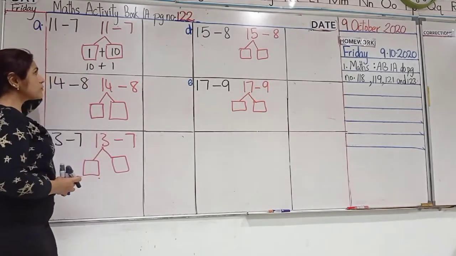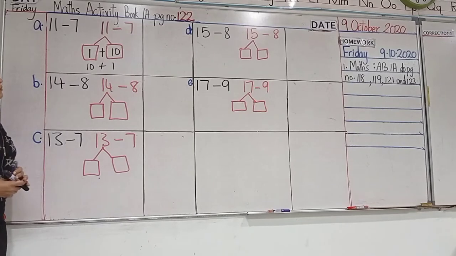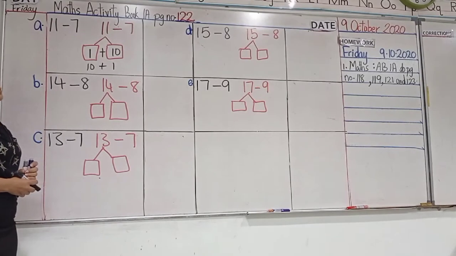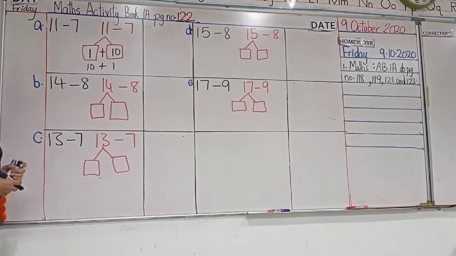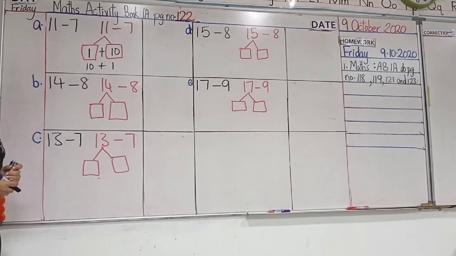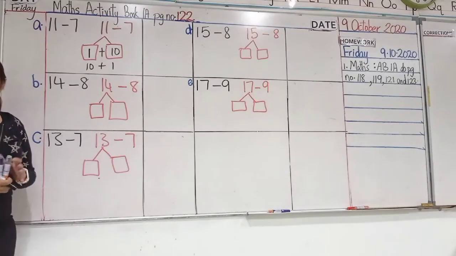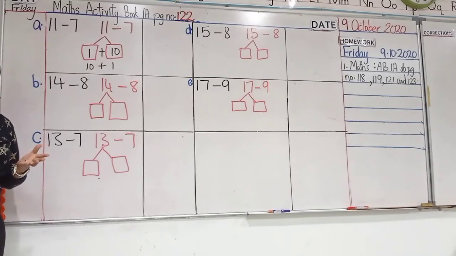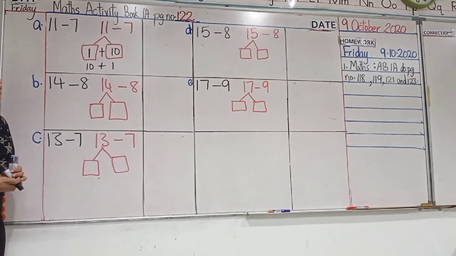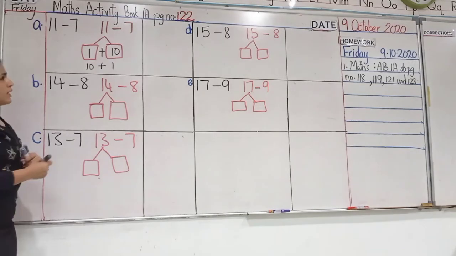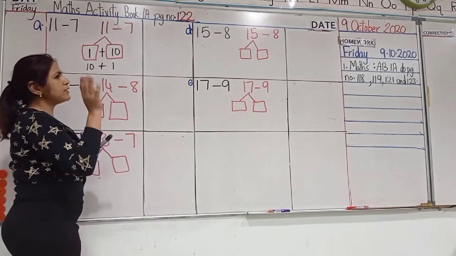Because 11 is 1, so 1 must be in the first place, and 7 is almost near 10, so 10 must be in the second place. Okay. Alright, anyone else want to try? Yes, no? Okay, for example, please look here.